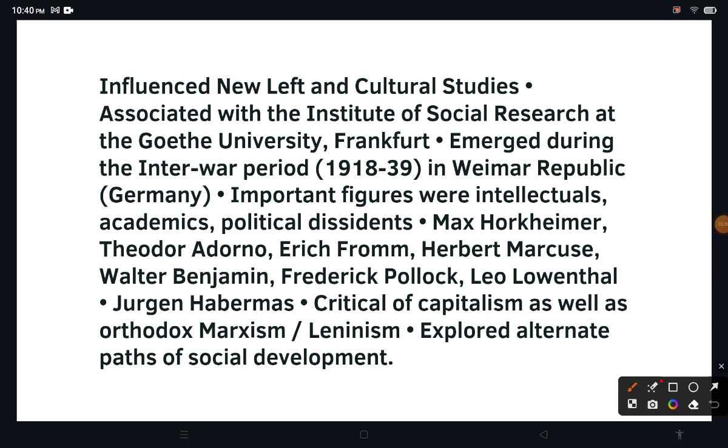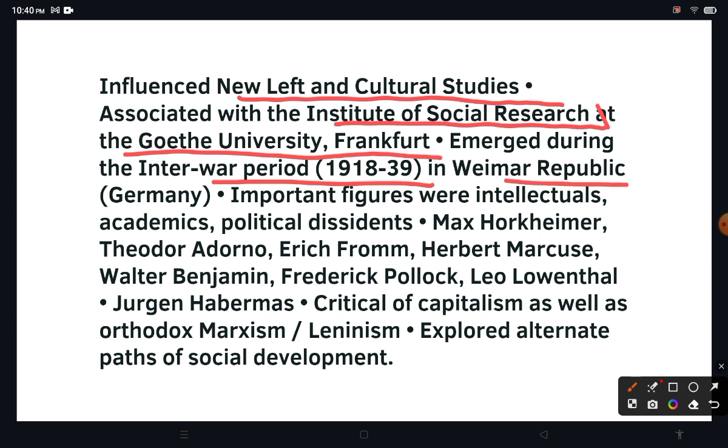So they influenced the New Left and cultural studies, associated with the Institute for Social Research at Goethe University, Frankfurt. It emerged during the interwar period, 1918 to 1933, in the Weimar Republic, Germany.